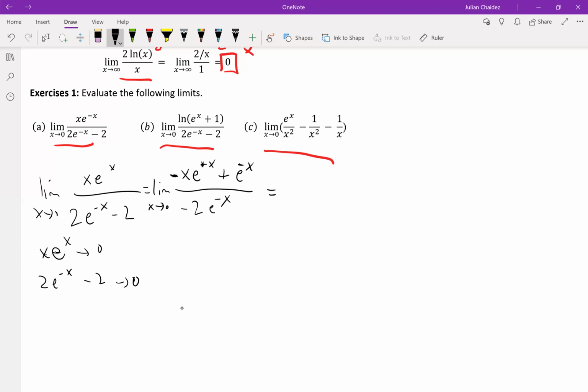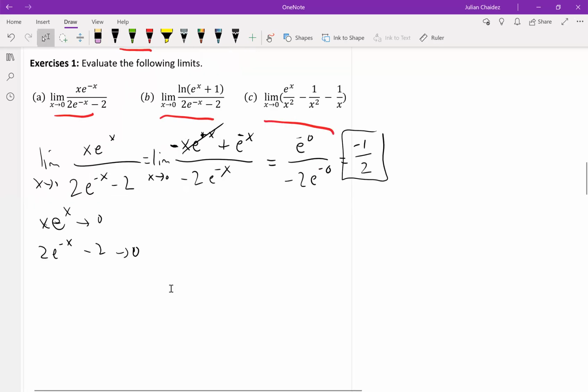Here I see that this part goes away when I take the limit, and now both the top and the bottom are well defined at 0, so I can just plug in 0. I get e to the 0, negative 0 I guess, divided by negative 2 e to the negative 0, which is just negative 1/2. So that's how you answer A.